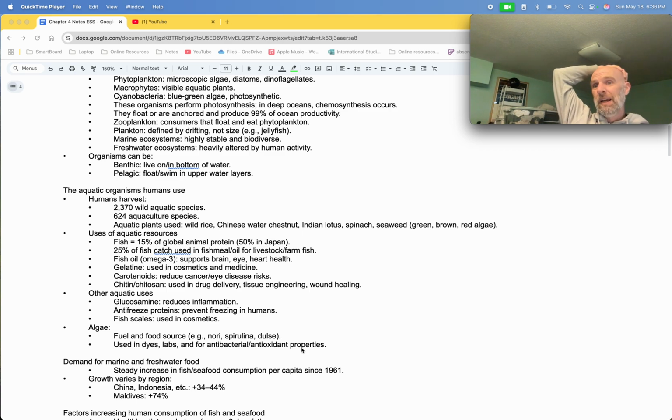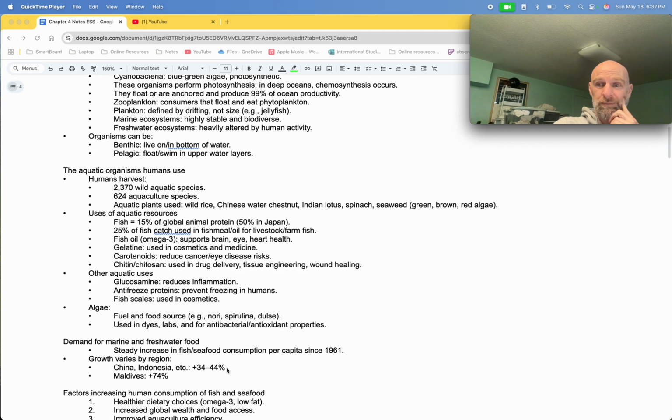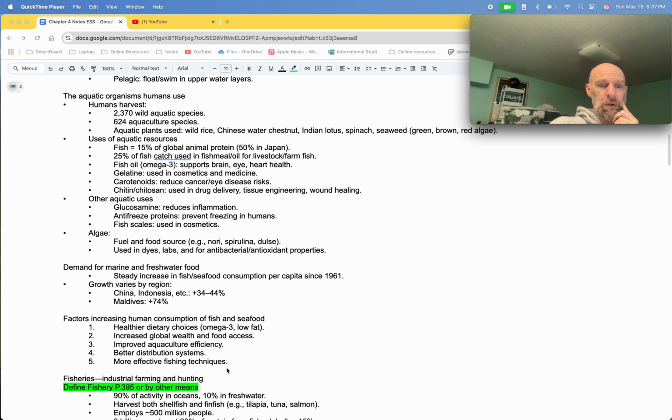Why? Because animals on land take a lot of care and a lot of resources. In the Maldives, it's up 74%, which makes sense because they are islands. So, factors increasing human consumption of fish and seafood.